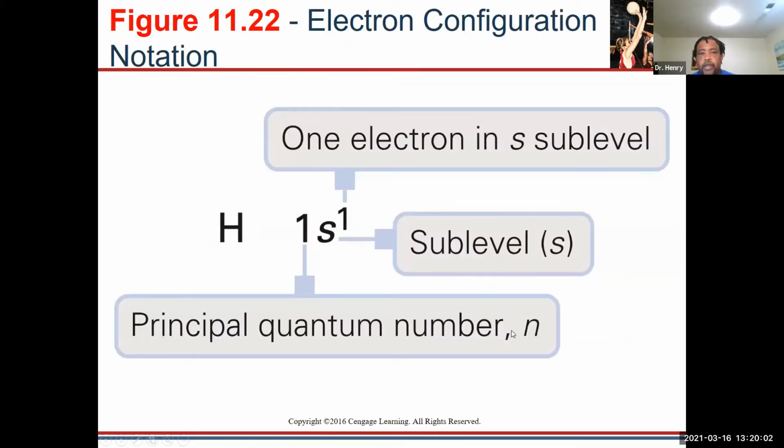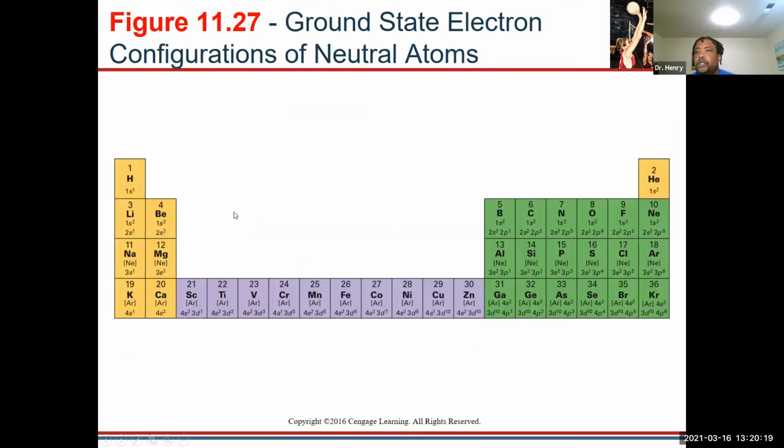You already know about this. If we're talking about hydrogen, well, 1s1, right? This tells us the principal quantum number. This tells us the subshell, and this tells us how many electrons are in that subshell, okay? And so this is basically showing us the electron configuration for some of the atoms that we're looking at.